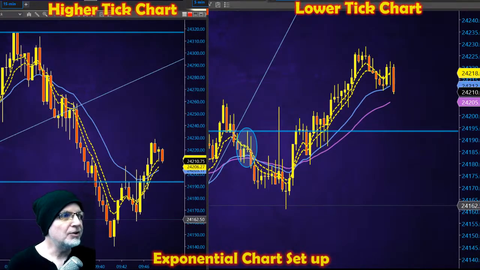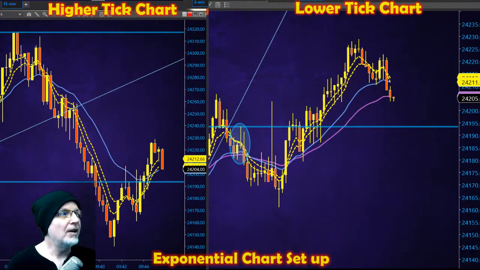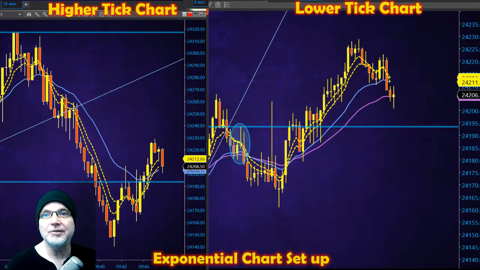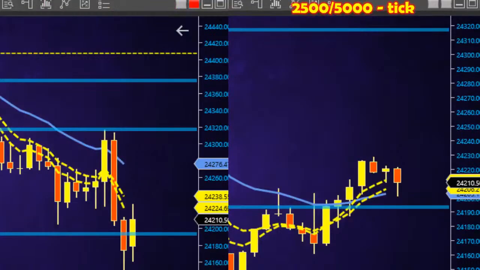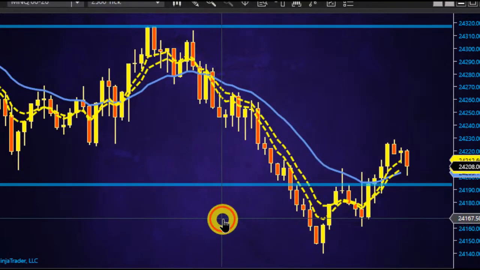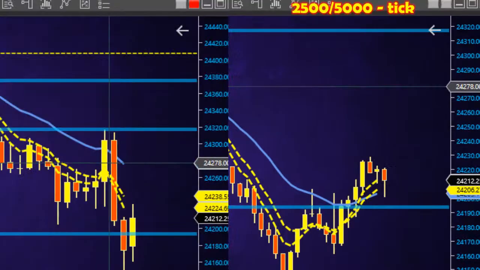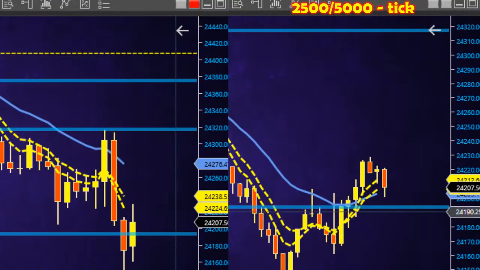So can we switch sides and go long? Well, you definitely want at least the 2,500 to go with you, and it is. 2,500 is going up, the 2,500 tick chart. But my big thing is the 5-minute. 5-minute is still very much down with the 15-minute.